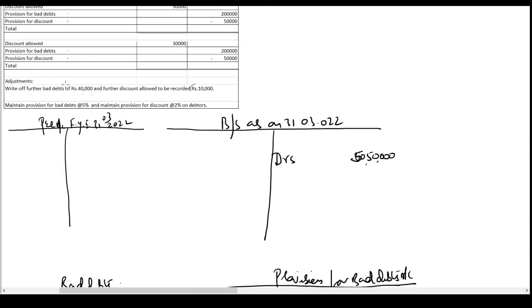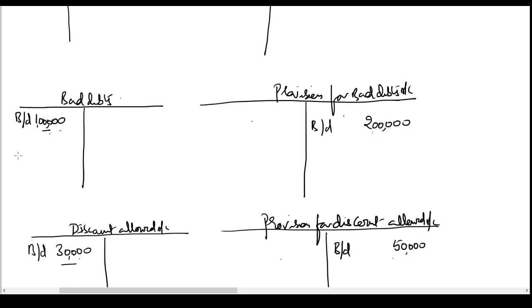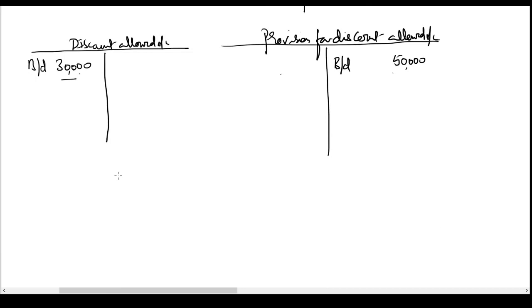Now let us see what we have to do further. Write off further bad debts of rupees 40,000. Now what is the entry we record for further bad debts? Bad debts account debtor to debtors. I will not write the entry, I will just show you the posting. To debtors 40,000 rupees. The entry was bad debts account debtor to debtors. For the sake of convenience, I will just jot down the entry.